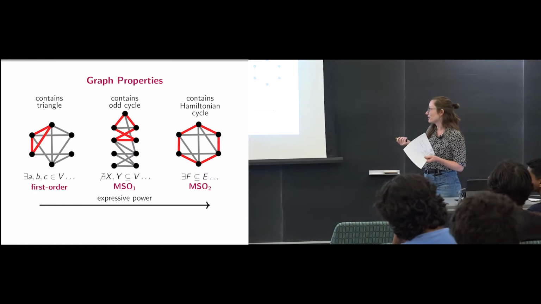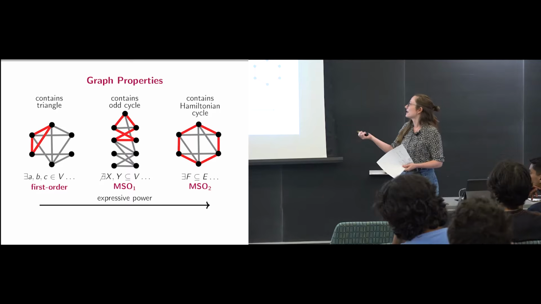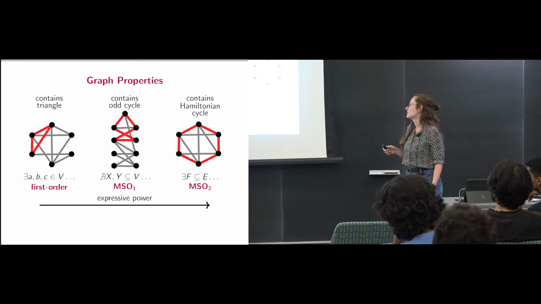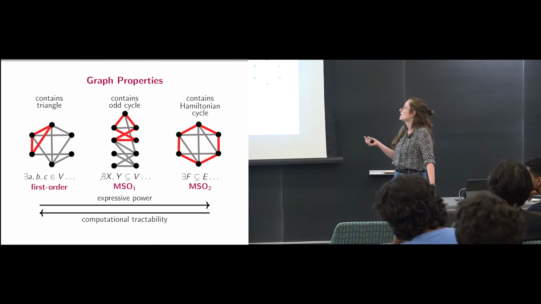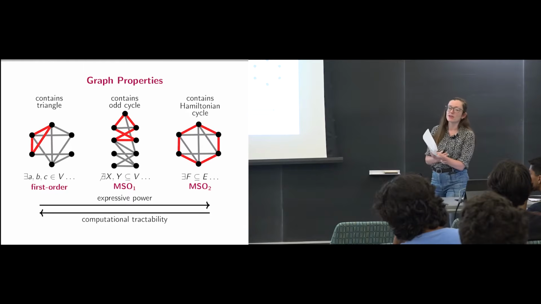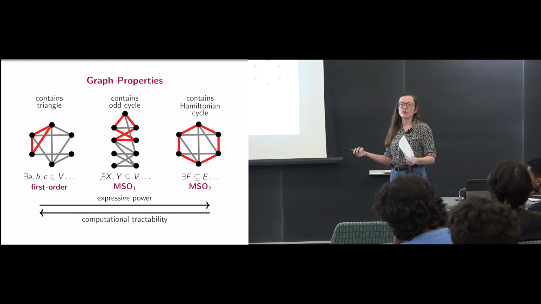All right, so in general, as you go from left to right, these languages have more and more expressive power. There are more graph properties that you can state if you allow quantification over sets of vertices or sets of edges. And conversely, the problems are getting harder and harder to solve. So it's harder to test if a graph contains a Hamiltonian cycle than it is to test if a graph contains a triangle. I want to talk about the trade-off between that sort of expressive power and computational tractability, and also between how complicated the graphs are that we're trying to solve these problems on.